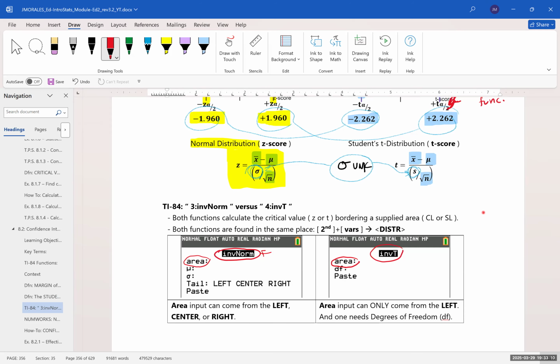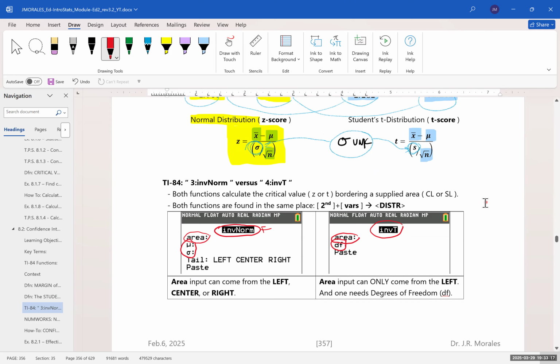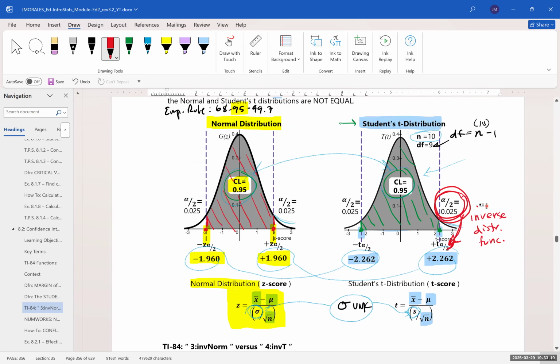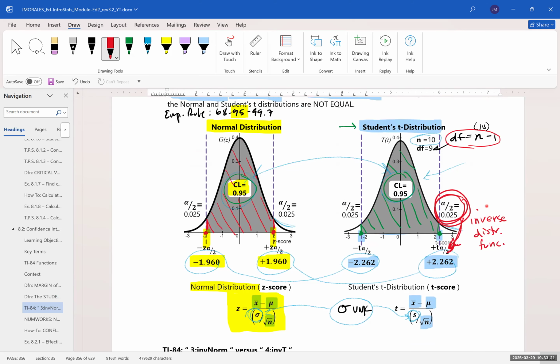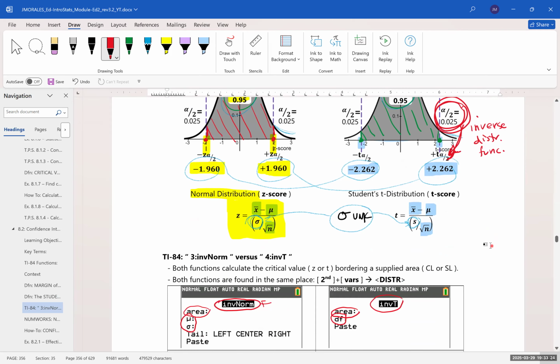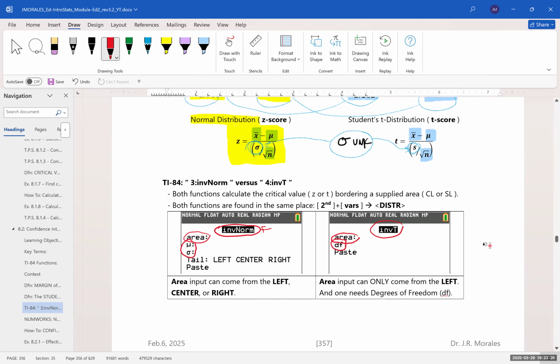But now, instead of asking for the mean and the standard deviation, it's asking for degrees of freedom. So the degrees of freedom is the sample size minus 1. And this inverse t function is the native inverse t function. And notice it doesn't give you left, center, or right as an option, which means it's always calculating area from the left.